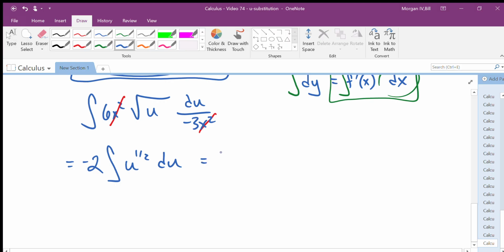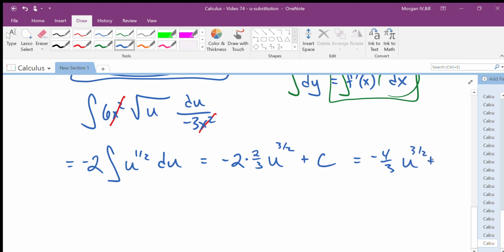This is equal to negative 2 times the antiderivative. I'll do u to the 3/2 divided by 3/2, which is the same as multiplying by 2/3. We're doing the antiderivative without bounds here, so we need the plus c. That will be negative 4/3, 2 times the 2/3, u to the 3/2 plus c.